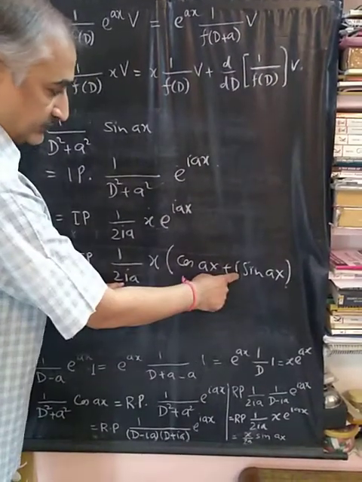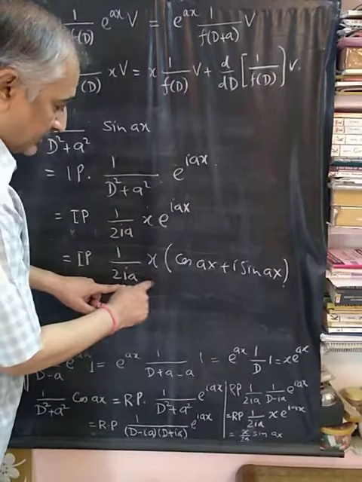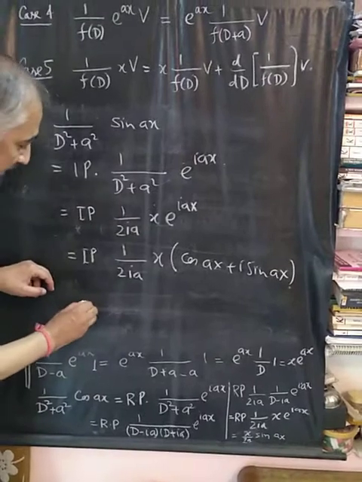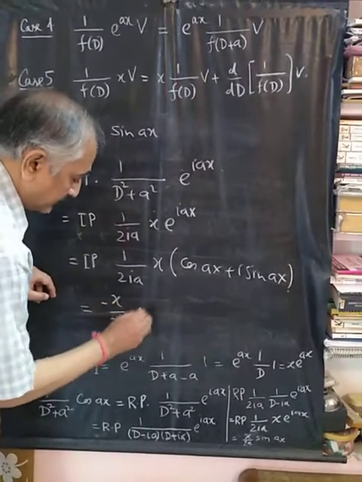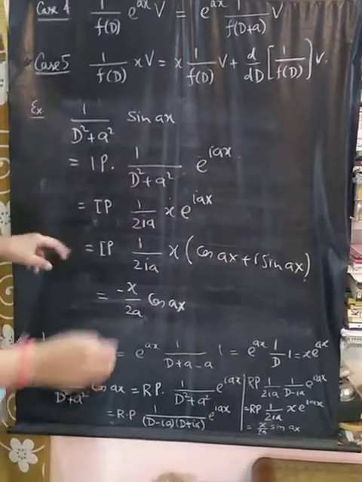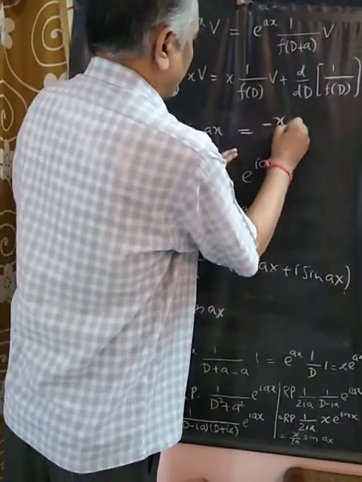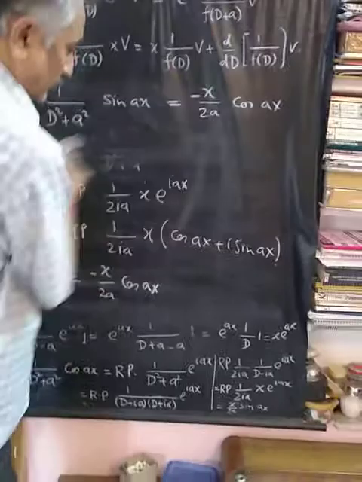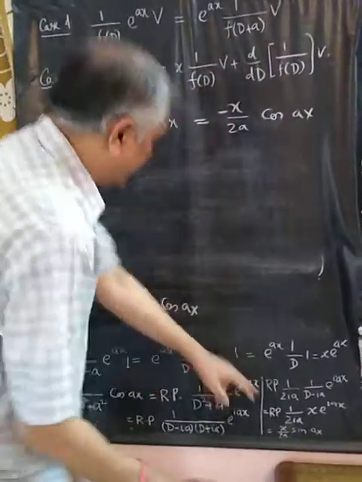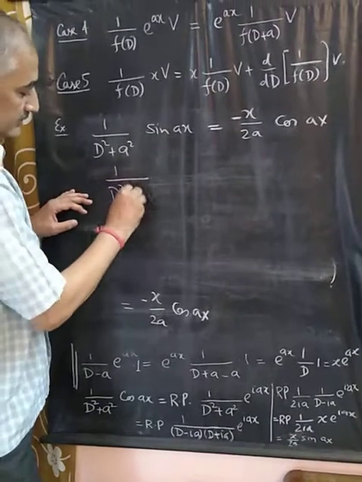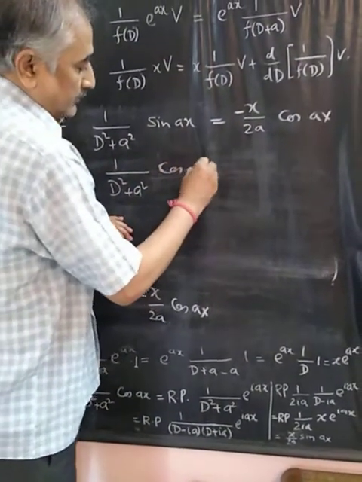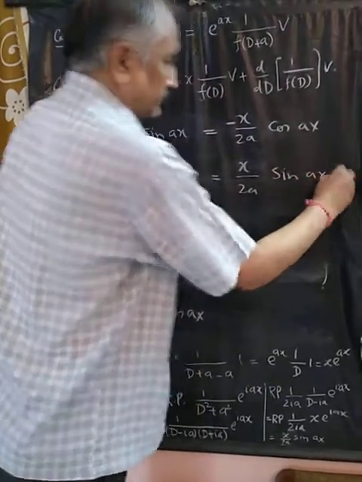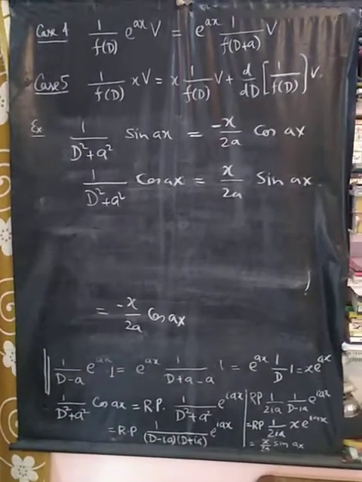This iota cancels with this, gives you the real part, which is here. But the imaginary part will come here: this x cos ax and 2a. This iota comes in the numerator. So the imaginary part is minus x by 2a cos ax. So we have this formula that this is minus x by 2a cos ax, whereas whatever I have written here, that 1 upon D square plus a square on cos ax, is plus x by 2a sin ax.